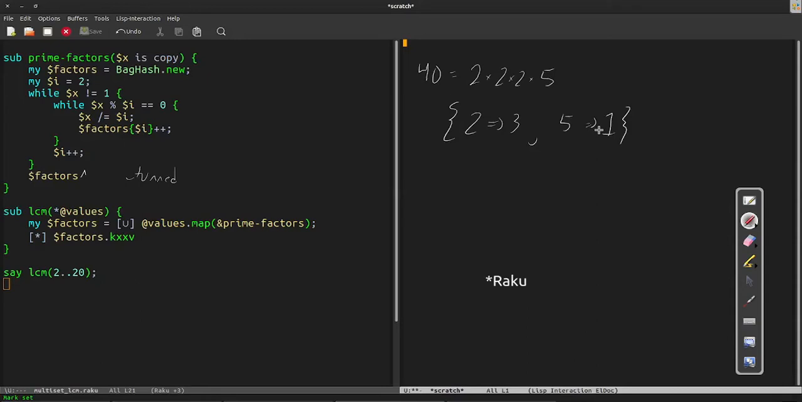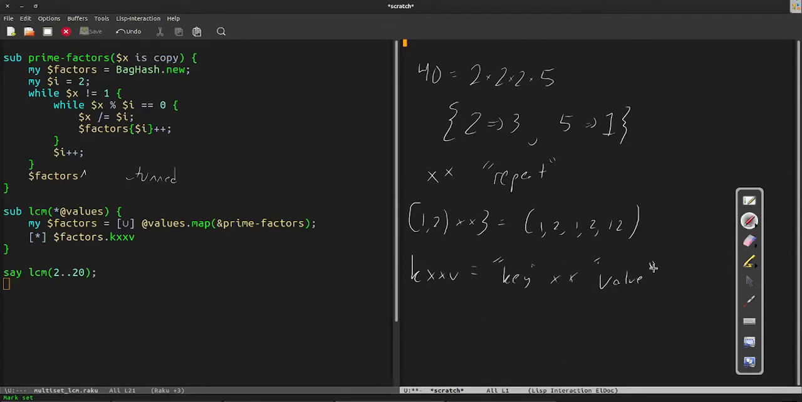XX is an operator in Ruby which takes a list and repeats it some number of times. So kxxv reads as take each key and repeat it some number of times based on its weight. Finally, we fold the multiplication operator over our list to get our product. To call it, we apply it to a range of elements from 2 to 20 inclusive. This is going to be our approach. Find all prime factors, take a multiset union, and multiply the resulting collection together.